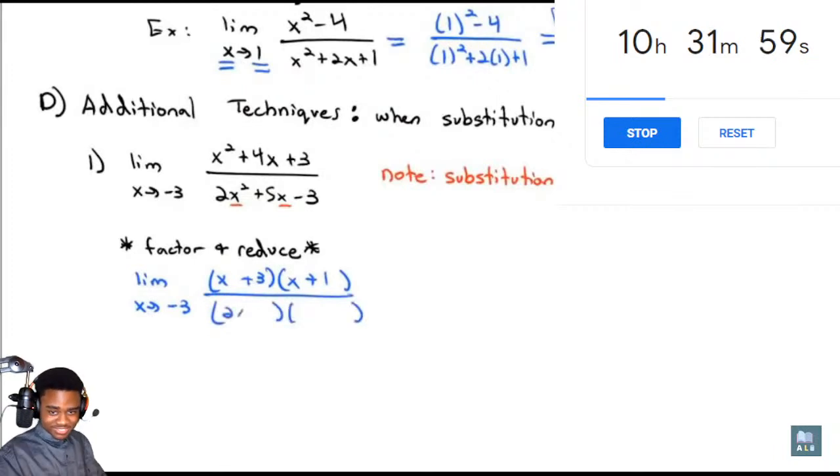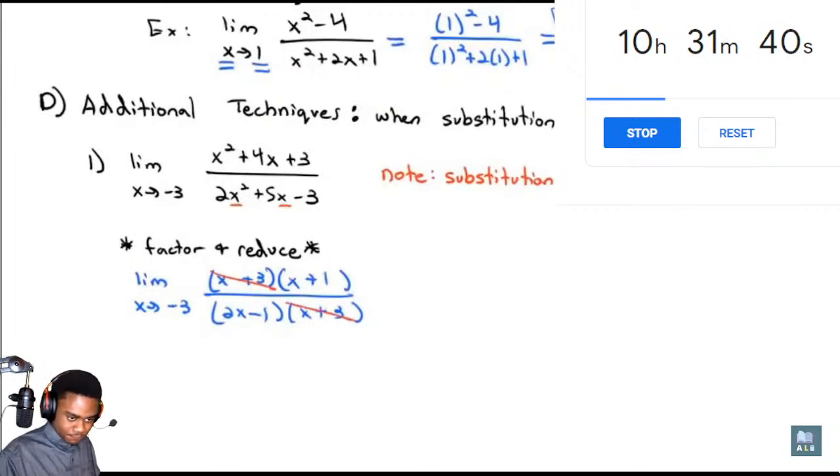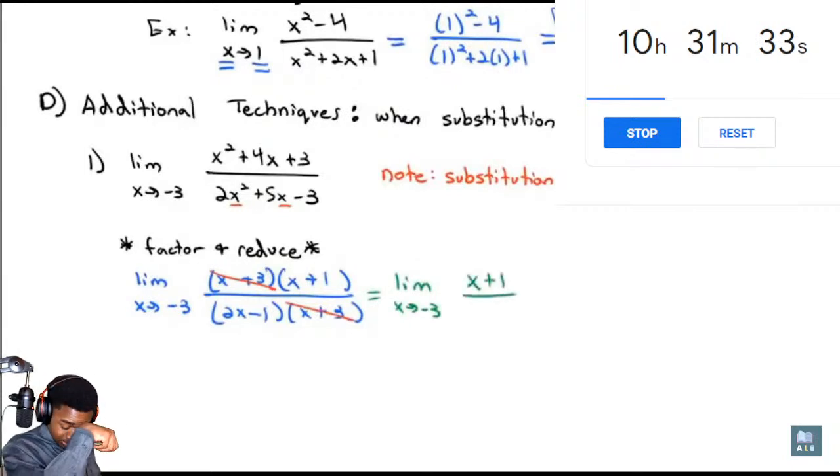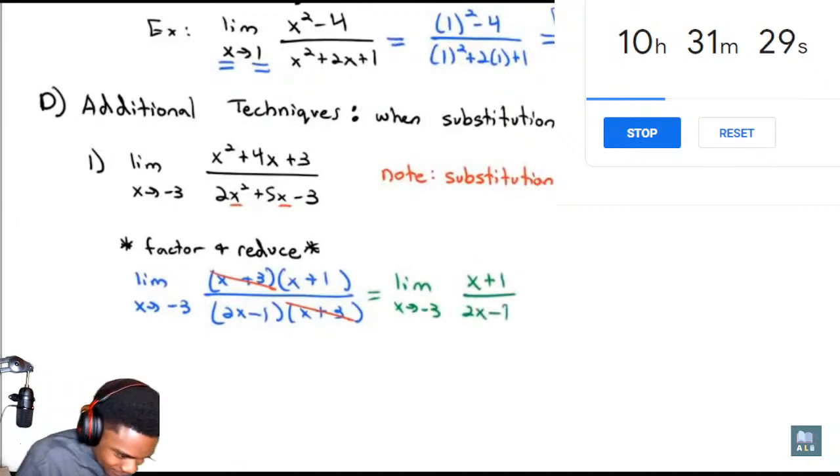In the denominator, 2x squared is 2x times x. 3 is 3 times 1. 6 and 1. We do plus 6 and a minus 1. It will work. And what's really nice there is now you see that x plus 3 reduces out. And so we're left with the limit as x goes to -3 of x plus 1 over 2x minus 1.